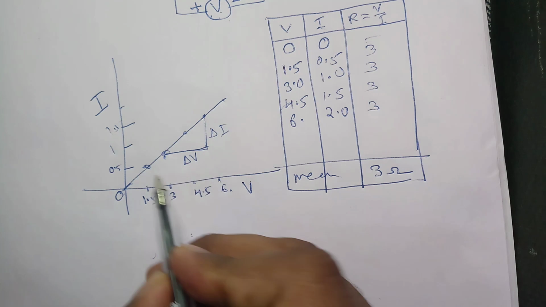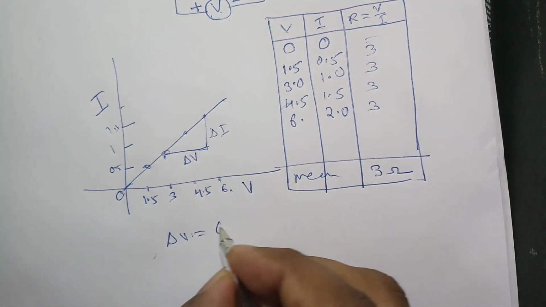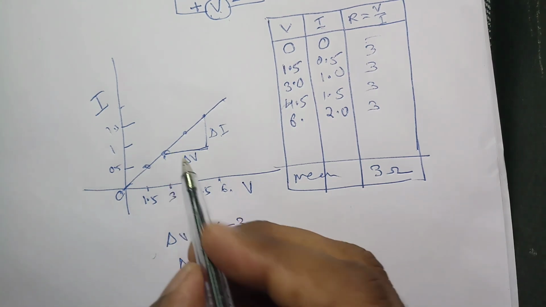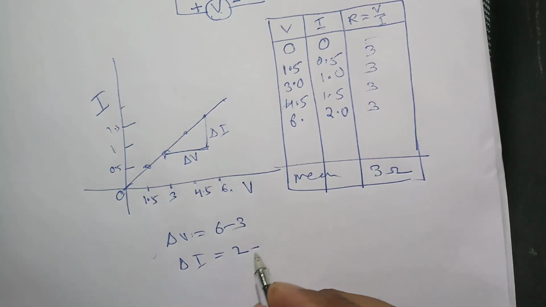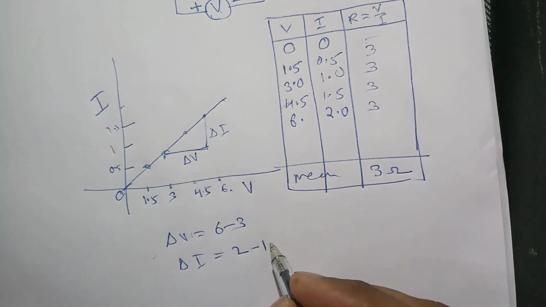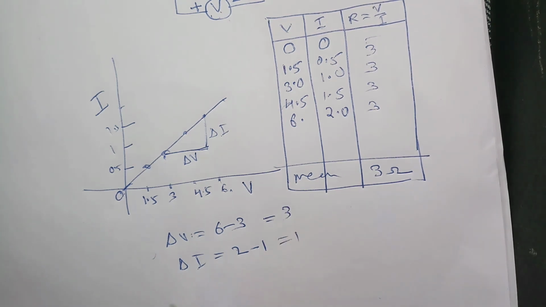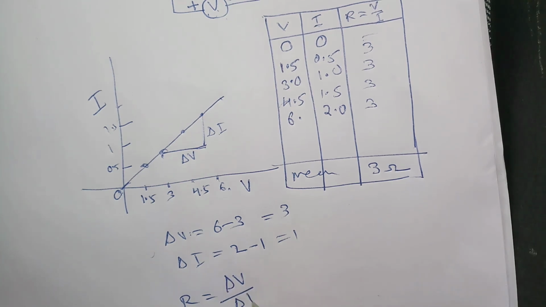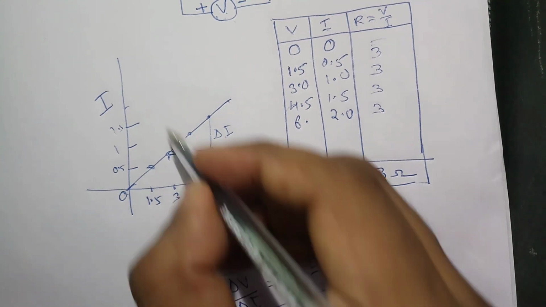So this is how much? 6, this is 3. So what is delta V? Delta V means it is 6 minus 3. And what is delta I? Delta I is 2 minus 1. So this will be 3, this is equal to 1. So what is our resistance? Resistance R is given by delta V by delta I, which is 3 by 1, which is 3 ohm. So this is the way of finding resistance from this graph.